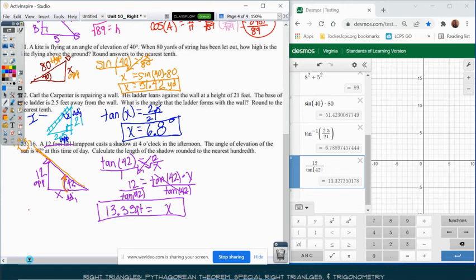I hope you're feeling a lot more comfortable now with solving your right triangles and that you are readily able to determine whether you should use Pythagorean or trigonometry or special right triangles in order to solve.